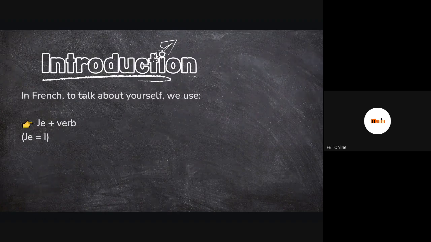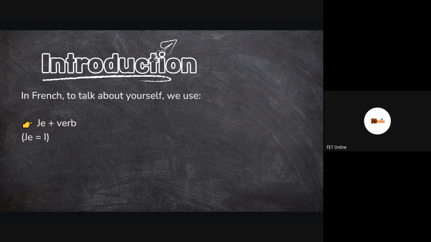Now, in the French language, when you want to talk about yourself, we use the pronoun je. Je is the equivalent of the pronoun I in the English language. And if you want to use it, you use je plus a verb to be able to express what it is you want to say or talk about.